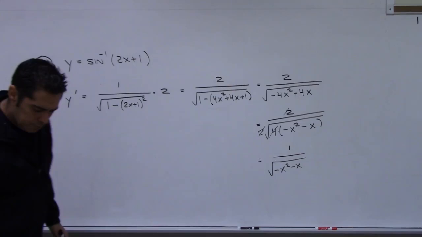And not a lot you can do to clean up. This 2 times this can slide up on top. So you can get something like y prime equals 2 arctangent of x over, and then this denominator, 1 plus x squared.